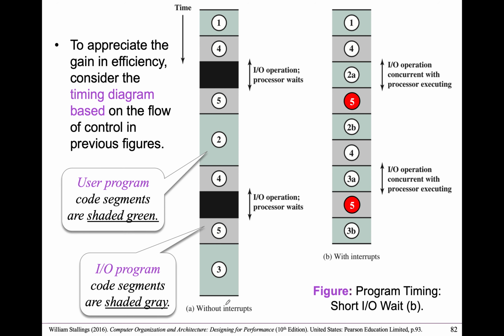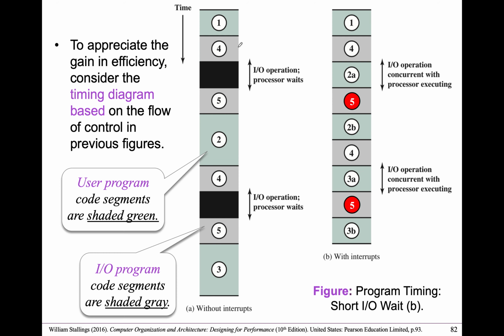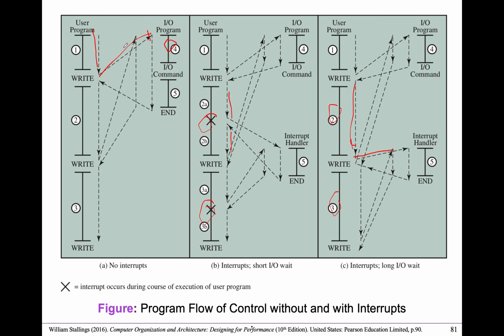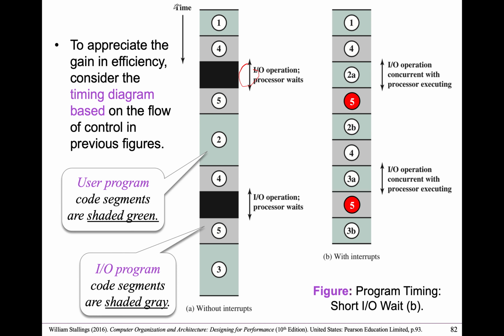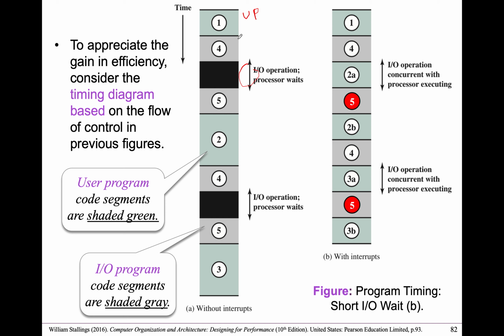So this is the flow without instruction. You can see after your program, you're going to execute to the fourth step, which is your input output process. First, you're going to see your user program, and then after that you go to your input output program, then your input output operation will be done here.